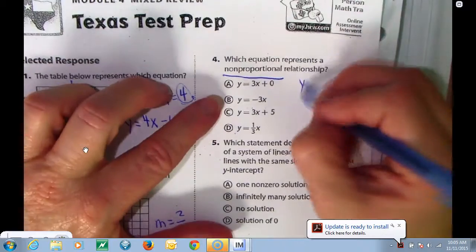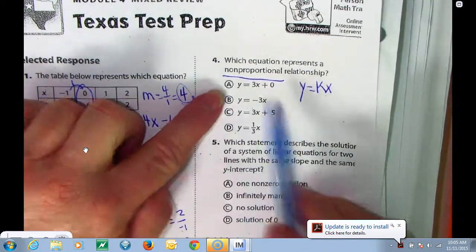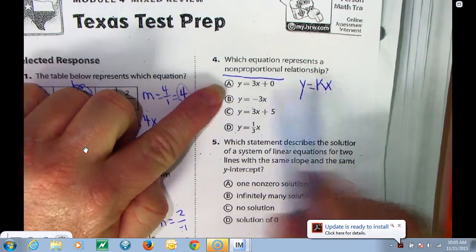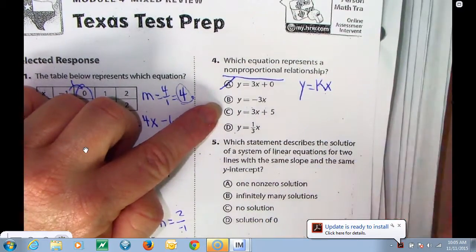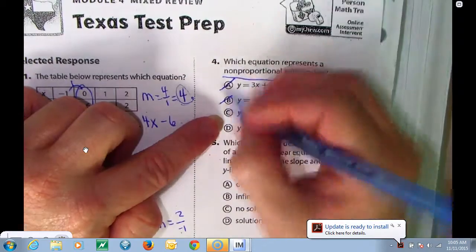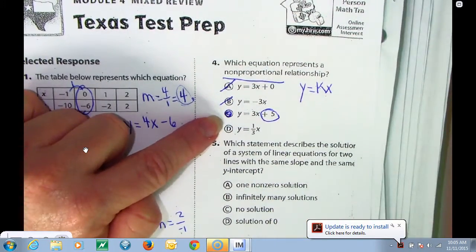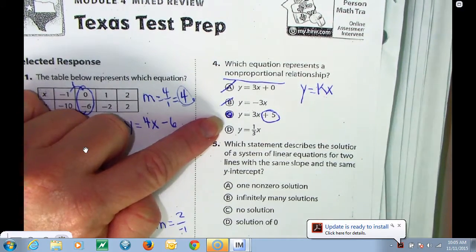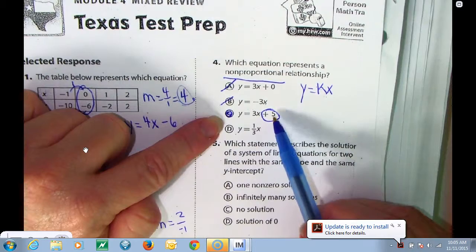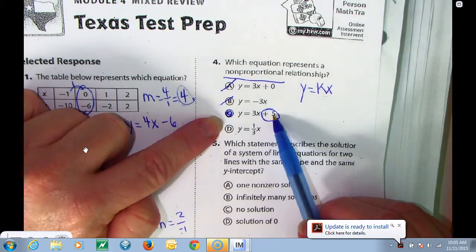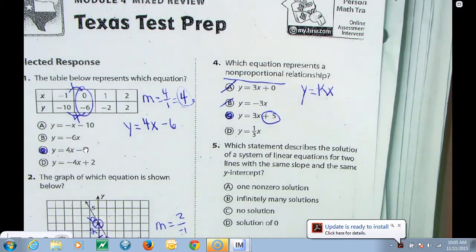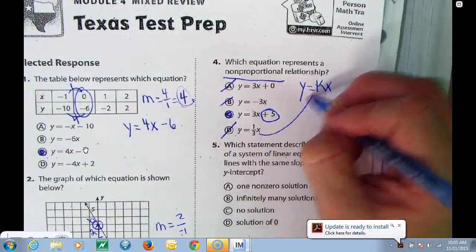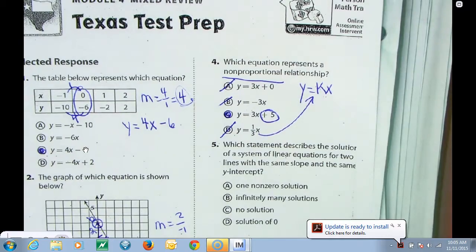Okay, number 4. Non-proportional. Guys, if it's in that form, it's proportional. Is that in that form? Is that in that form? Plus 0 doesn't mean anything. Is that in that form? Yep. Is that in that form? Nope. Plus 5. Everybody in this room can tell me, or has told me, I hope, when it's a plus or a minus on it, Miss Causey, it's not proportional. And then you go pick D. Yeah, people pick D. This is the same as that. 1/3 is K. We didn't do 5.